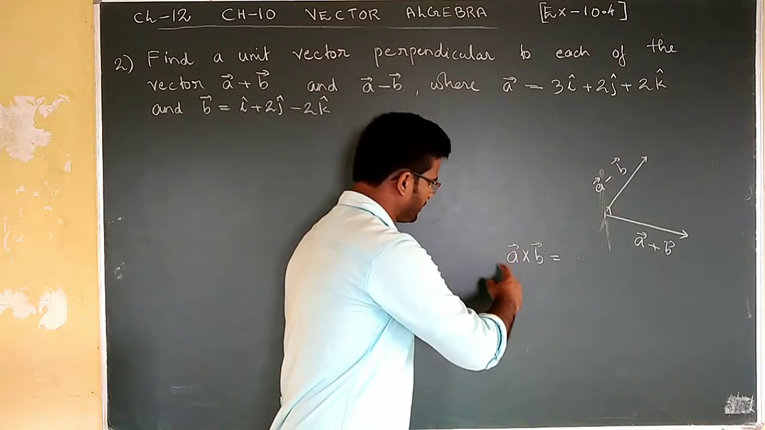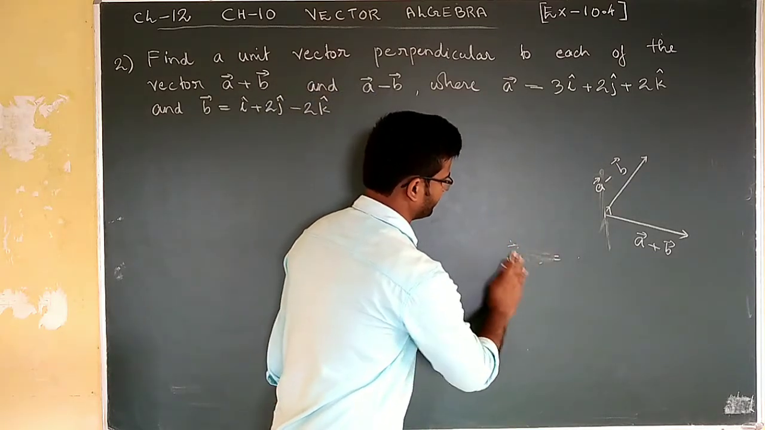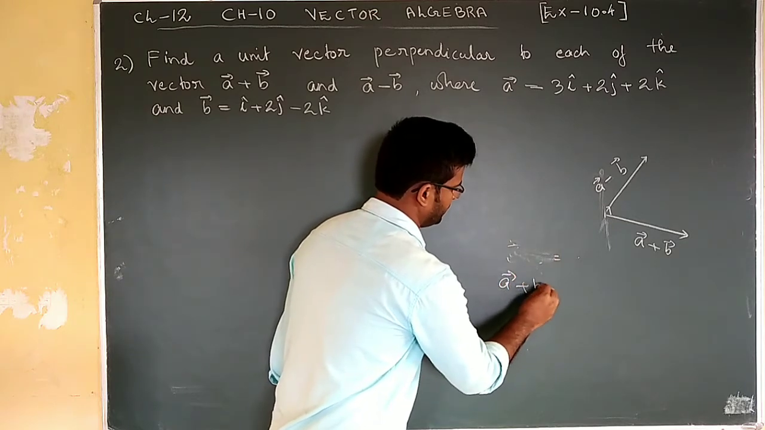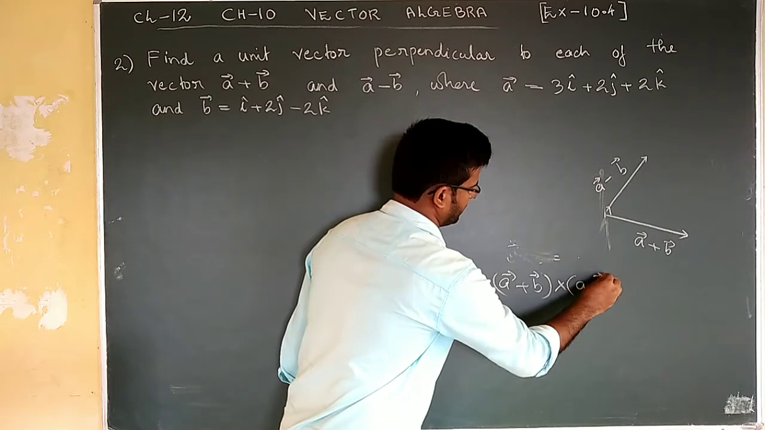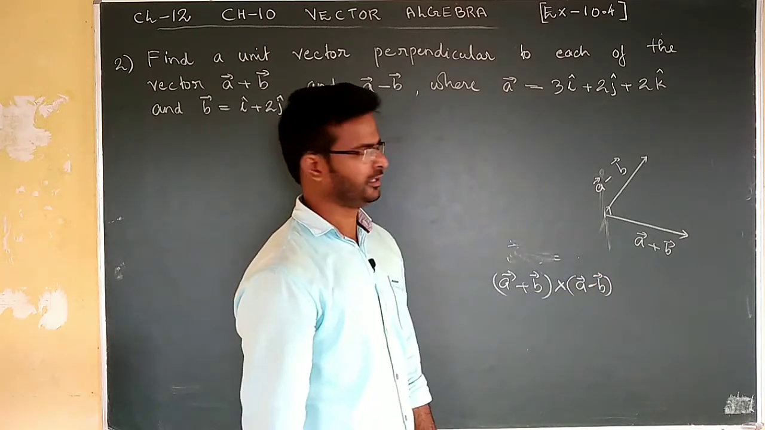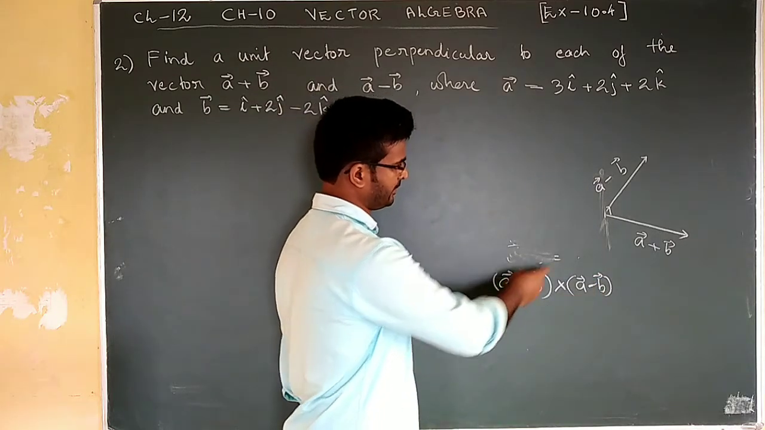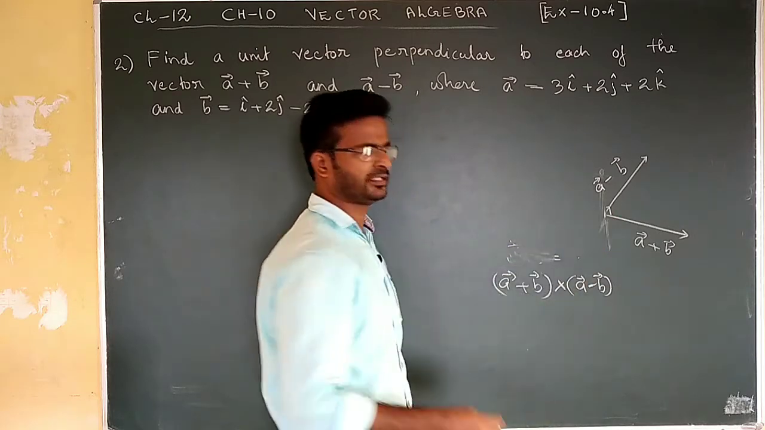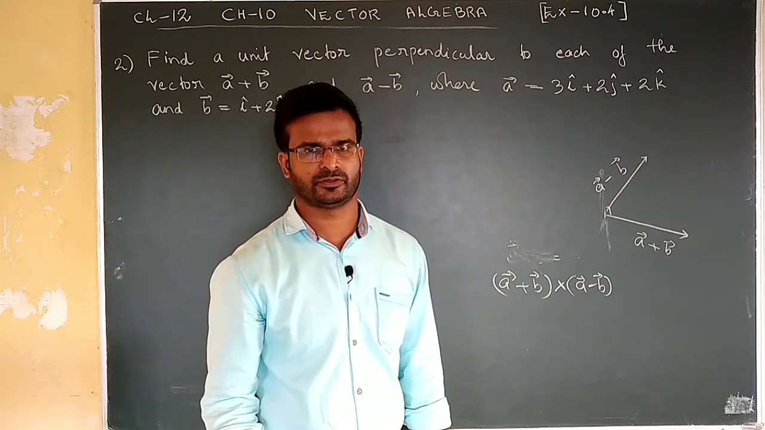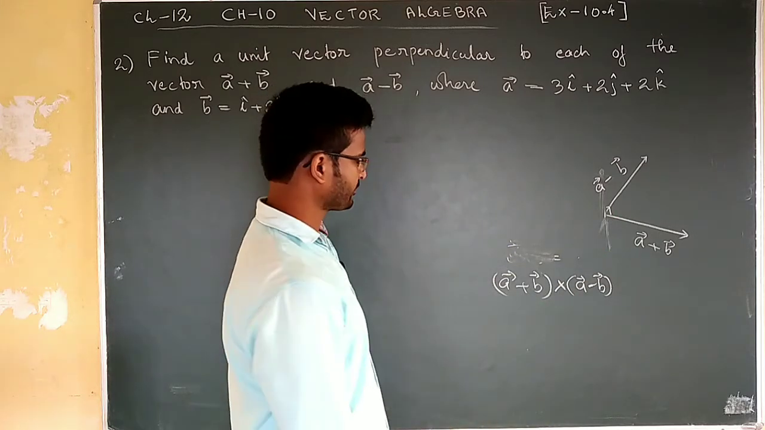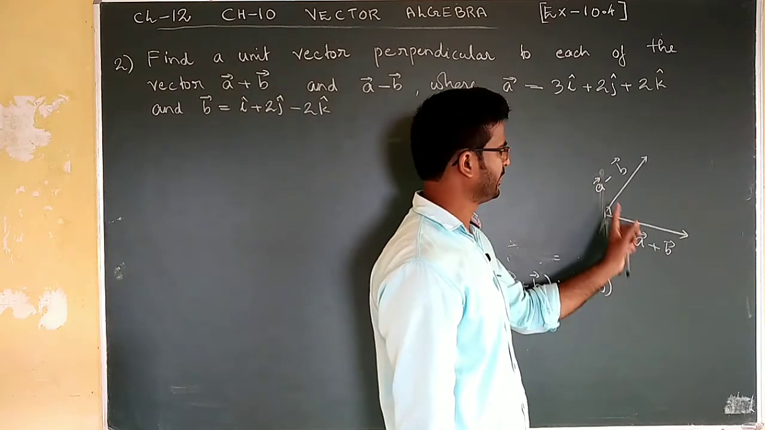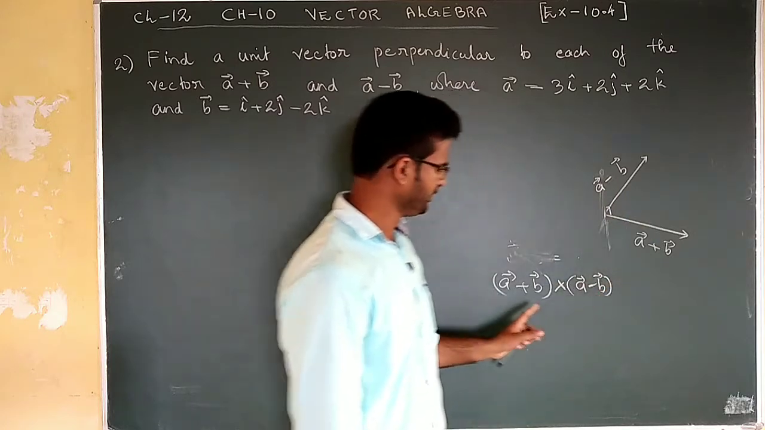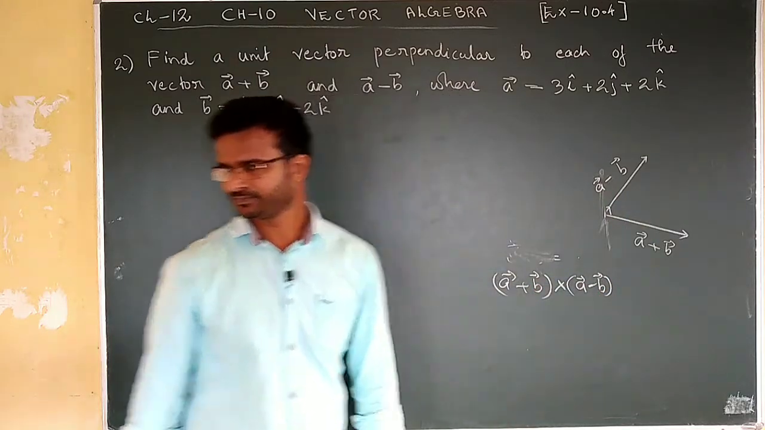Then find out the cross product of A vector plus B vector cross A minus B vector. If you find it out, you will get one perpendicular vector in here. Then after, we can find out the unit vector also, isn't it? First step, A plus B we can find out. Then after, we will find out A minus B. Then the cross product we can take.